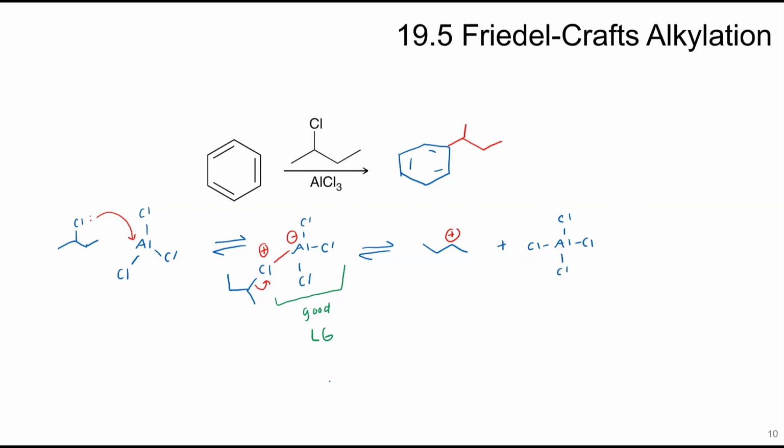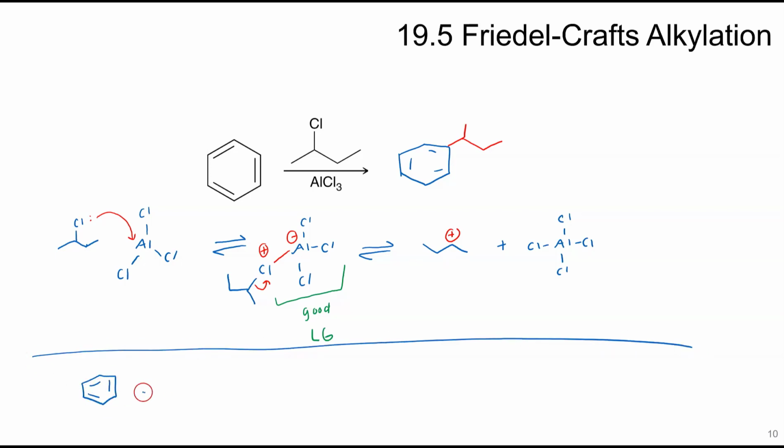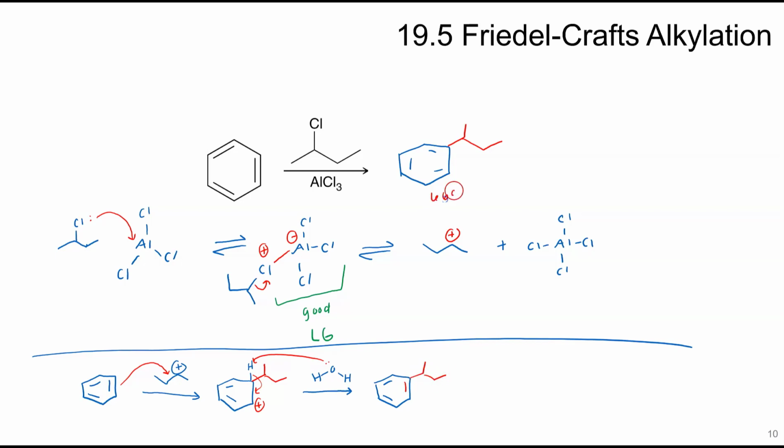We get aluminum chloride. So once we have that carbocation, the benzene is free to attack that one. So nucleophile and electrophile. This is usually a water workup. And that's how we get the product. This would happen in 66% yield.